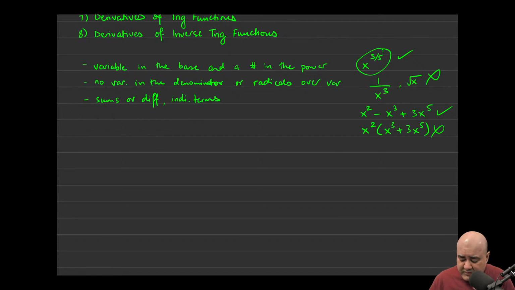So hopefully you remember from Calc 1 that in this case we would actually use the product rule. On the other hand, we could always do some algebra ahead of time, distributing the x squared into both of these terms, which would give us x to the 5th plus 3x to the 7th, and then we can use the power rule on it because we've created a scenario where we just have sums or differences. So that will always be the case. Keep these 3 conditions in mind. If a problem does not satisfy these 3 conditions, you cannot use the power rule on it.